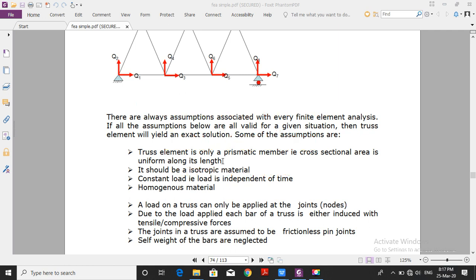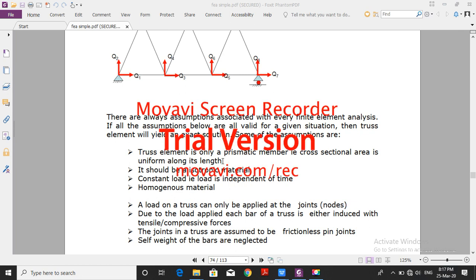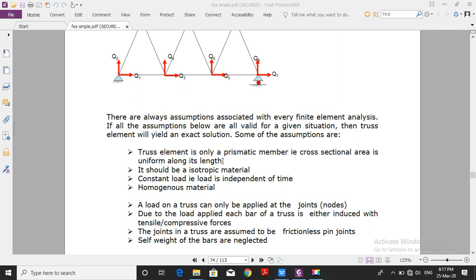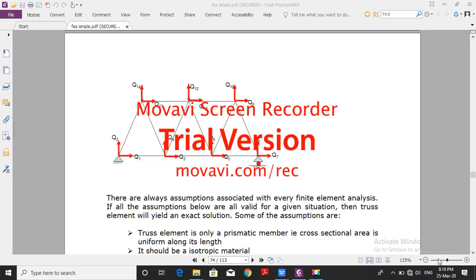The load or stress can only be applied at the joints. Also we are considering that due to the load applied, each bar is induced with either tensile or compressive forces. We are also considering frictionless pin joints, and the self weight of the bar is neglected.